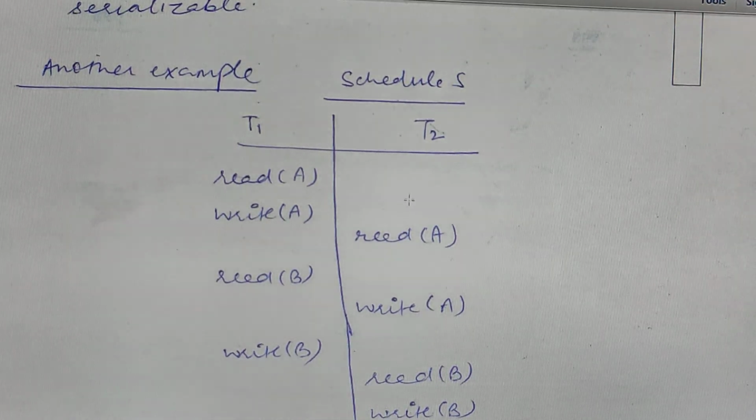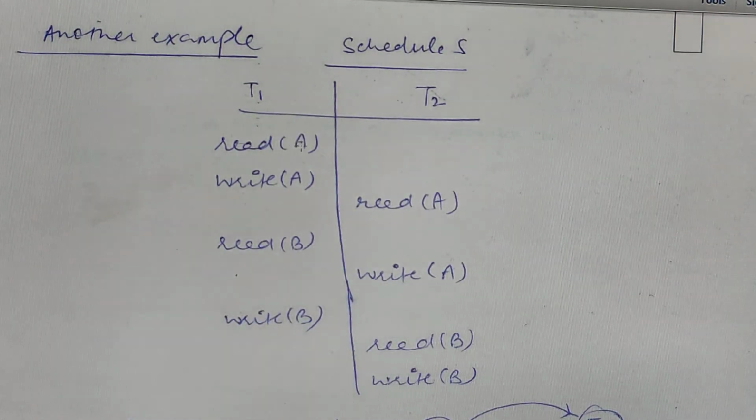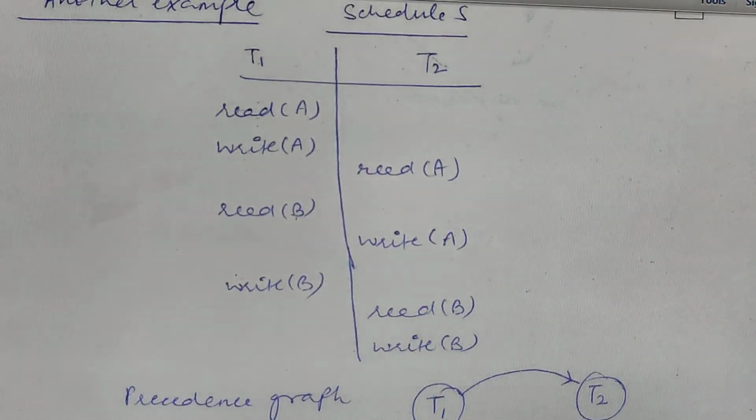Now see this T1 and T2. We have this read A. This read A with this read A will not conflict. This read A with this write A will conflict. So we will draw an arrow from T1 to T2. We will draw an edge, right? Now this write A with this read A will also give me an edge from T1 to T2 that we have already drawn, right? Now this read B and read A, they will not conflict. This write B and this write A will not conflict.